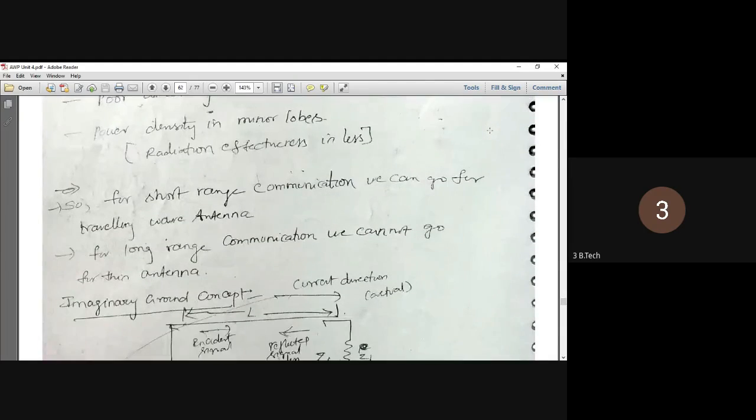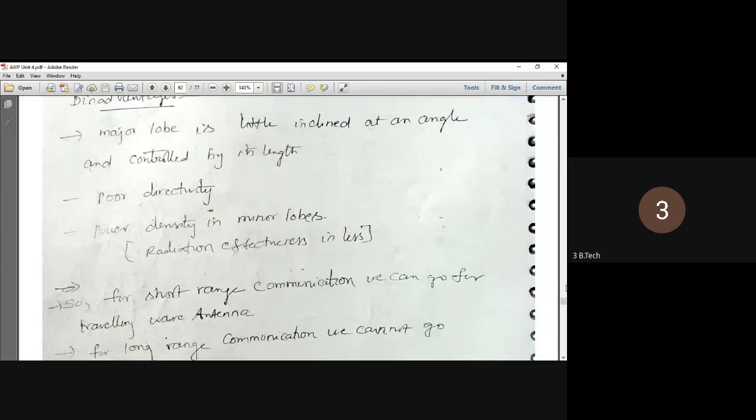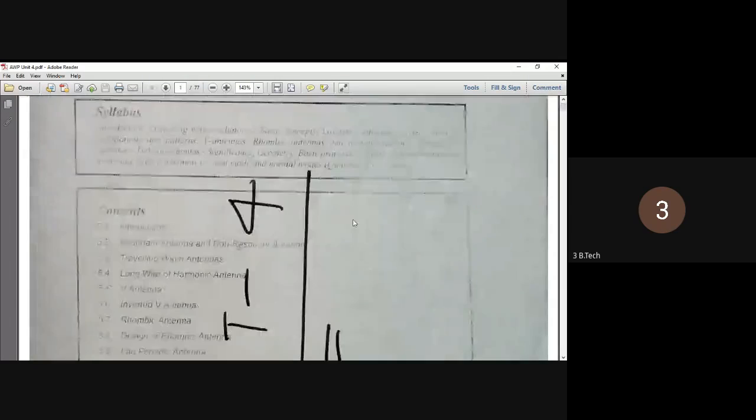So for short range communications, we are going for non-resonant antennas, these are the traveling antennas. For long range communications, we go for resonant longer antennas. So before that, we will see the difference.